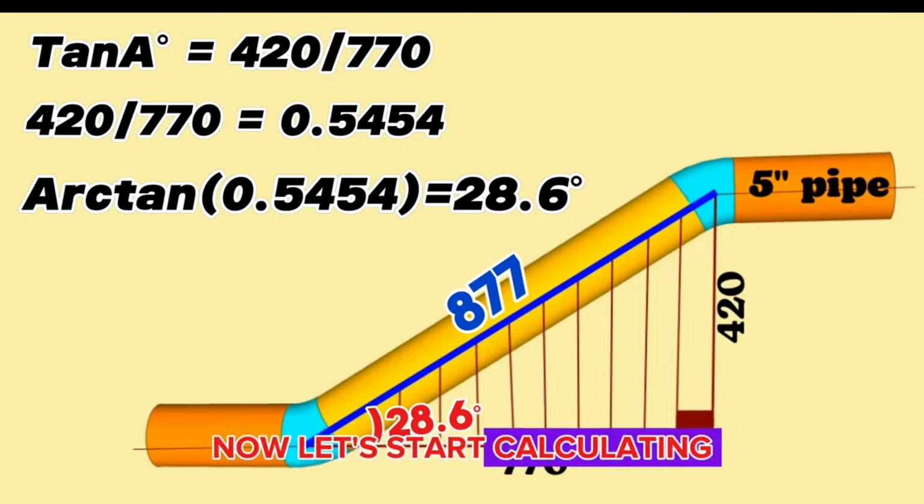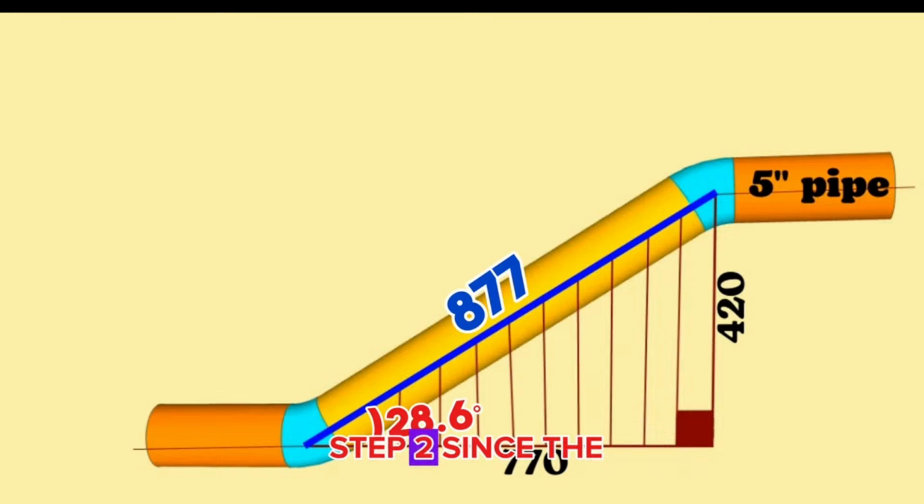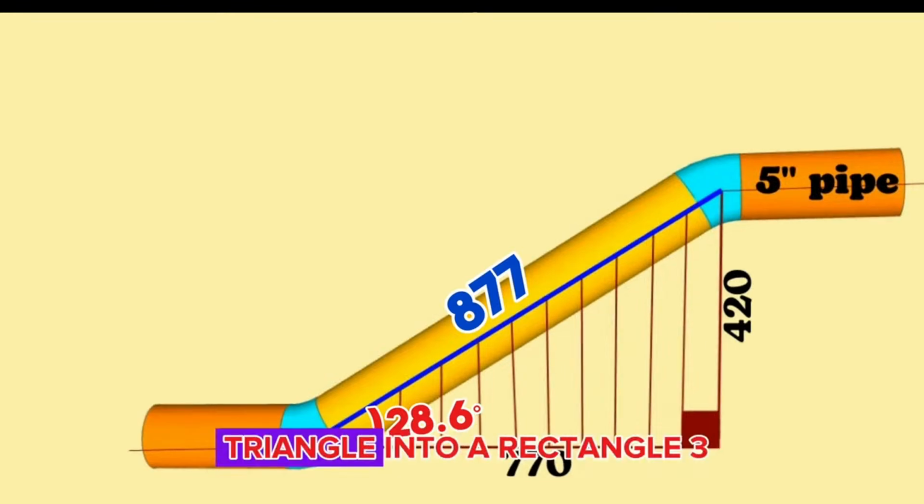Now let's start calculating the cutting angle of the second elbow on the top. Let's go step by step. Since the pipeline moves in the same plane, let's complete this right triangle into a rectangle.